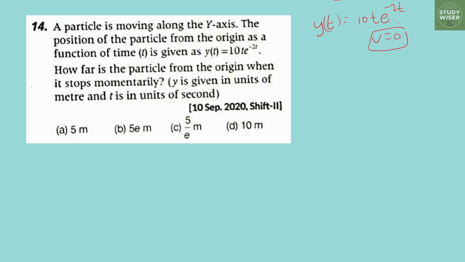ఇప్పుడు మనకు ఇది పొజిషన్ ఇచ్చారు, దీని వెలాసిటీ అంటే దీని డెరివేటివ్ చేస్తే వెలాసిటీ వస్తుంది. దీని డెరివేటివ్ ఏంటి 10 into t into e power minus 2t into minus 2 plus 1 into e power minus 2t. అంటే సాల్వ్ చేశాక 10 into e power minus 2t into 1 minus 2t అన్నట్టు. e power 2t common 1 minus 2t.